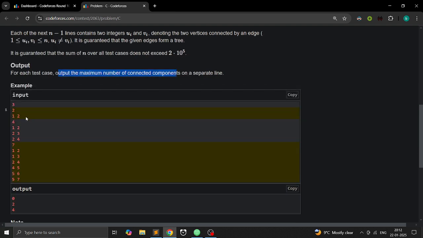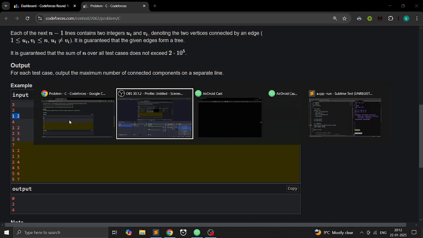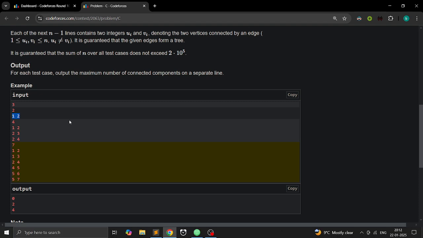So let's go through the test cases. The first test case has two vertices with an edge between them, 1 and 2. So it is vertex 1, vertex 2 and the edge. If you remove both vertices, the resulting graph will have 0 connected components, so the answer would be 0.